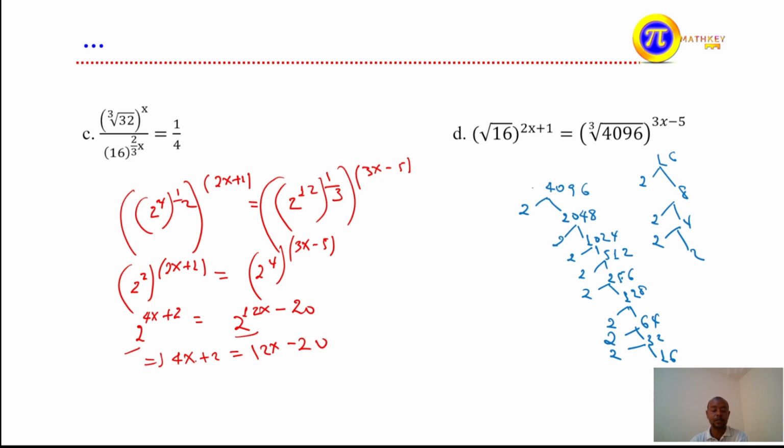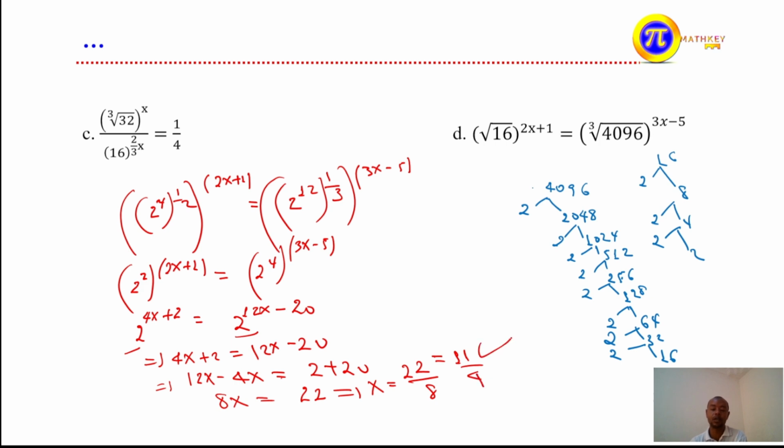Now collect like terms. That means 12x minus 4x is equal to 2 plus 20. 12x minus 4x is 8x, which is equal to 2 plus 20, that is 22. This implies x is equal to 22 divided by 8. So to solve for x, divide both sides by 8, which is equal to 11 over 4. We get the same result as we did before.